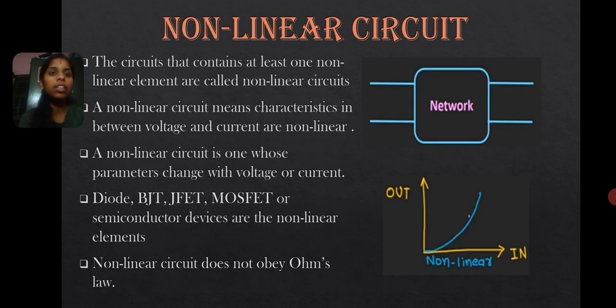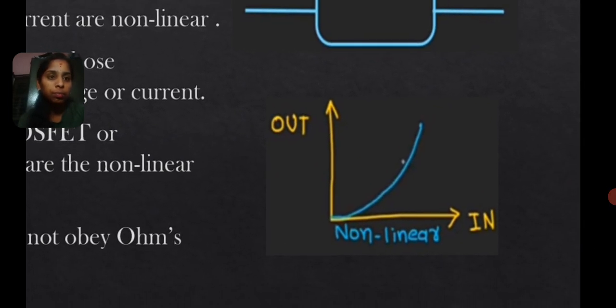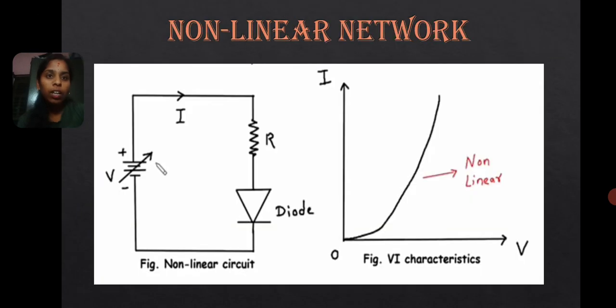Nonlinear circuit. The circuits that contain at least one nonlinear element are called nonlinear circuits. A nonlinear circuit means the characteristics between voltage and current are nonlinear. A nonlinear circuit is one whose parameters change with voltage or current. Diode, BJT, JFET, MOSFET or semiconductor devices are the nonlinear elements. A nonlinear circuit does not obey Ohm's law. This is the waveform of a nonlinear circuit, and this is the circuit and VI characteristics of a nonlinear network.